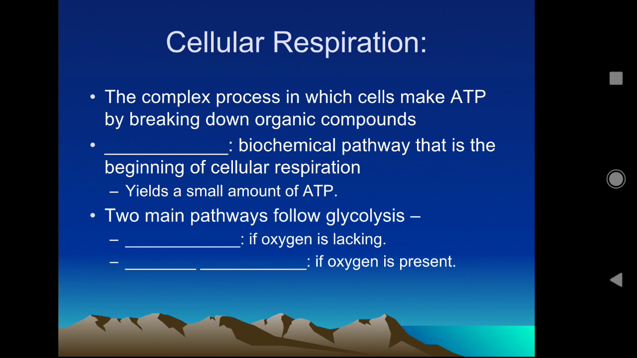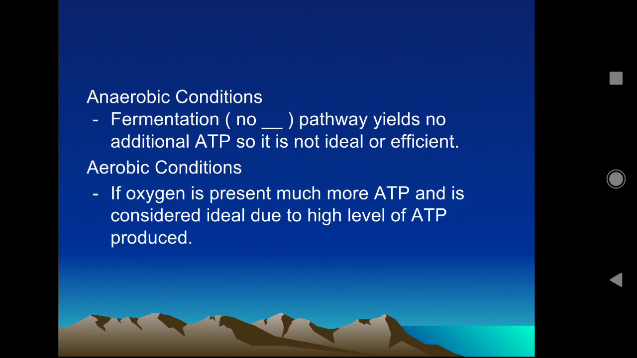Now the two main pathways are aerobic respiration, which is if oxygen is present, and anaerobic respiration if oxygen is lacking. So we have aerobic respiration in the case of cellular respiration, and then if oxygen is lacking, we call that fermentation, which is an anaerobic process. Remember, anaerobic conditions don't require oxygen, so there's no O2 required. Fermentation can proceed in certain cells.